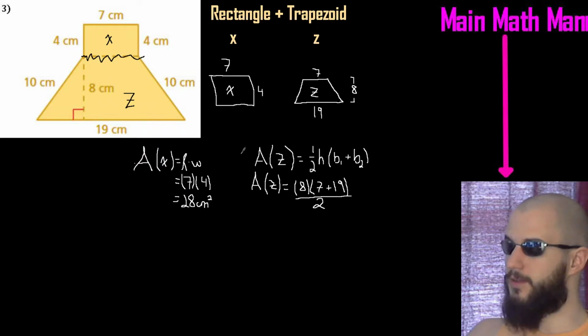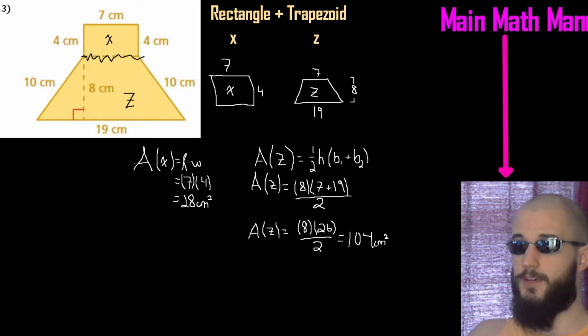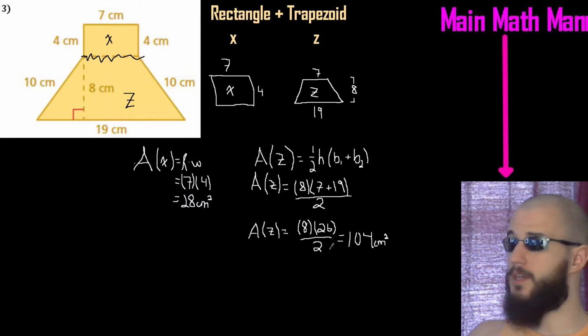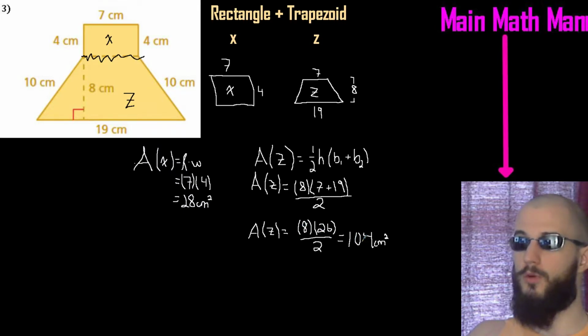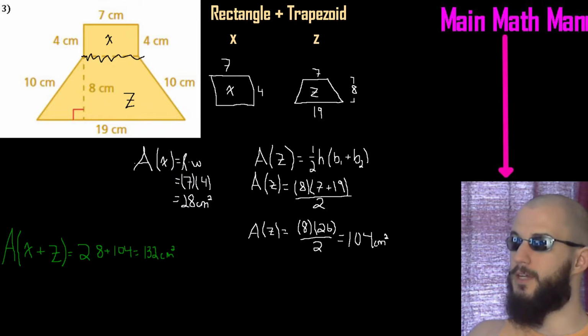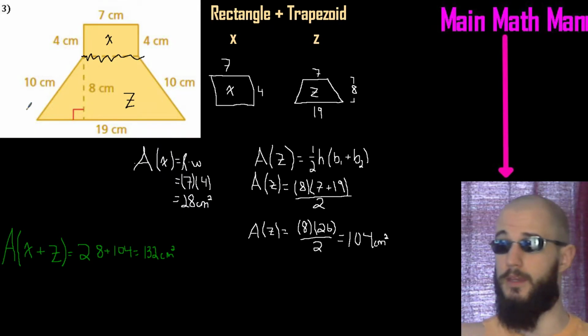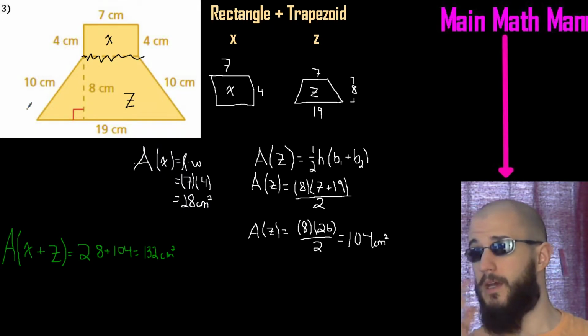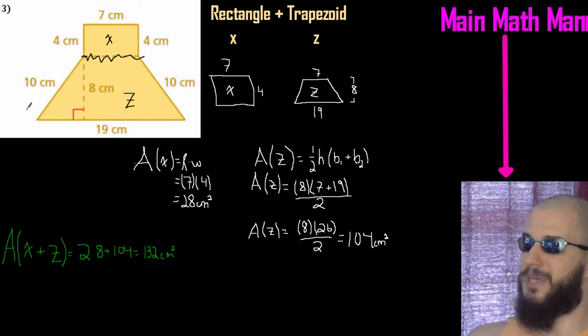So plug in our values. We have to do the innermost parentheses first. And so we have 7 plus 19 is going to be 26. 26 times 8 divided by 2 is going to be 104. And specifically, always label your values. Add those 2 values together to get the total sum of the composite area. That's going to be 132 centimeters squared.